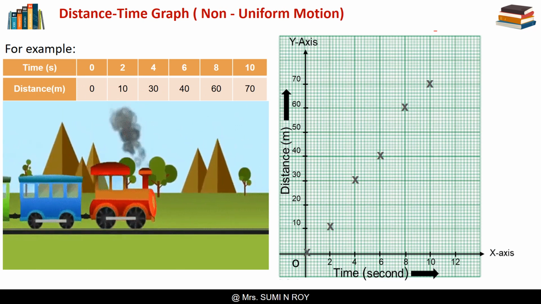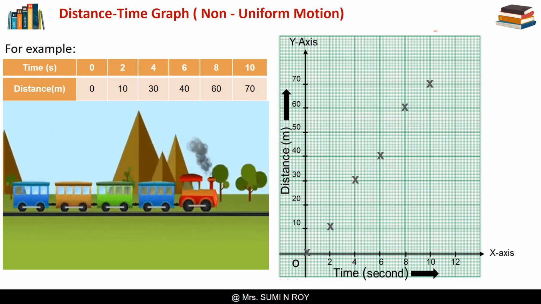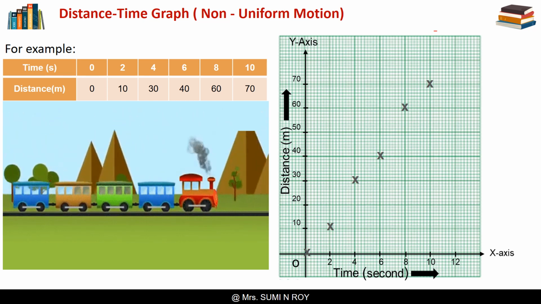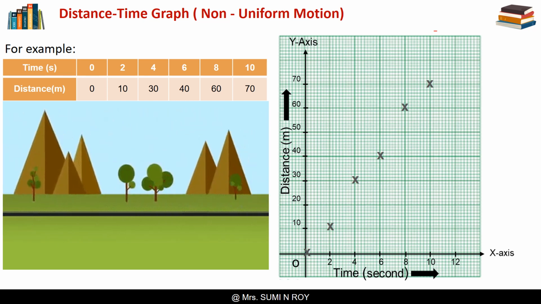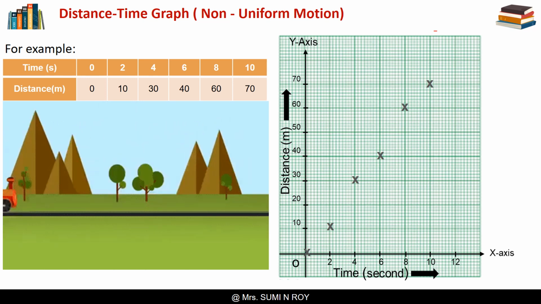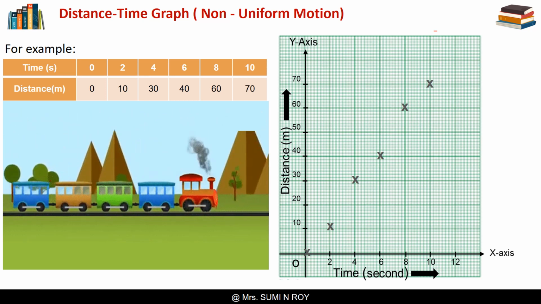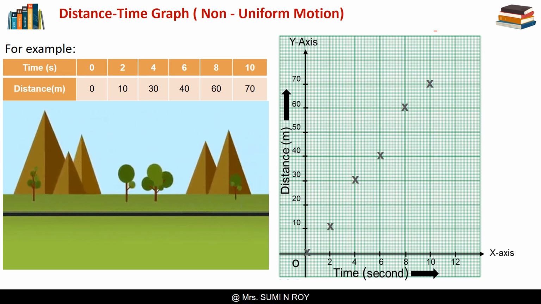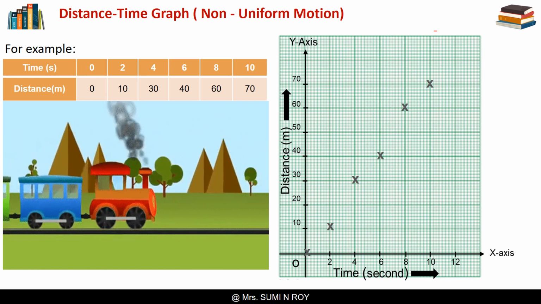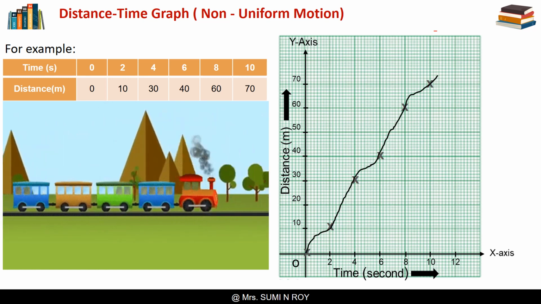Distance time graph for a non-uniform motion. A body has a non-uniform motion if it travels unequal distance in equal intervals of time. For example, the motion of a train starting from the railway station. The distance time graph for a body having non-uniform motion is a curved line as shown in figure.